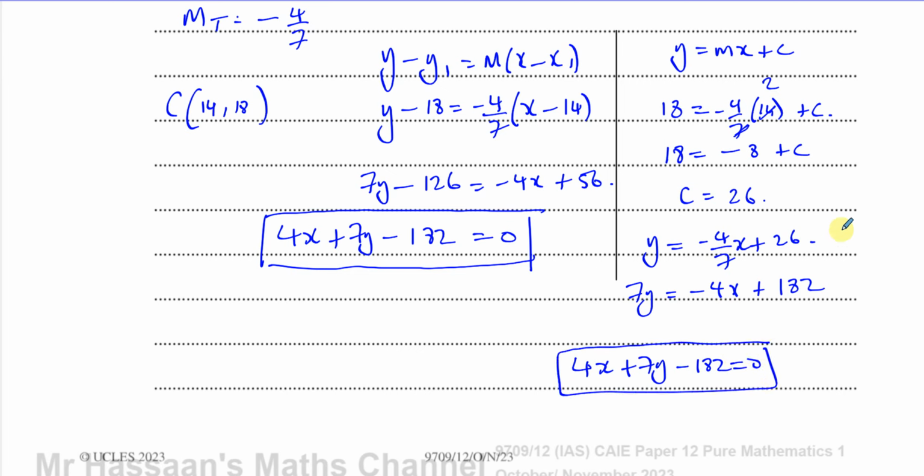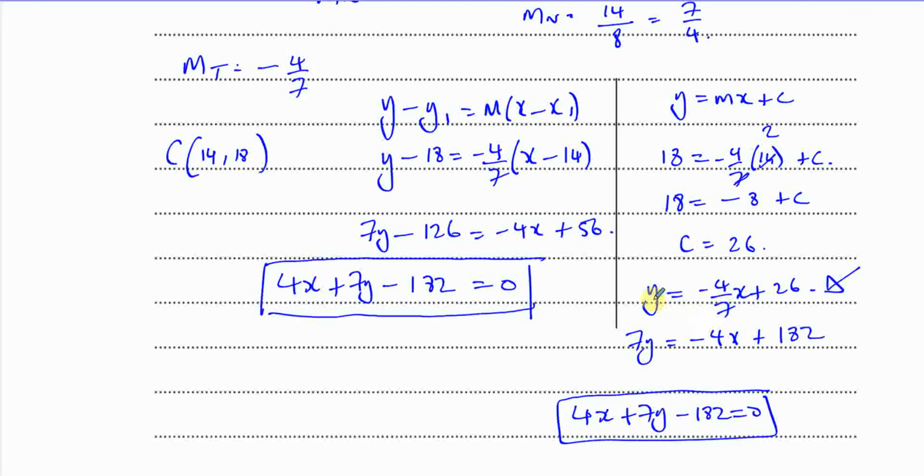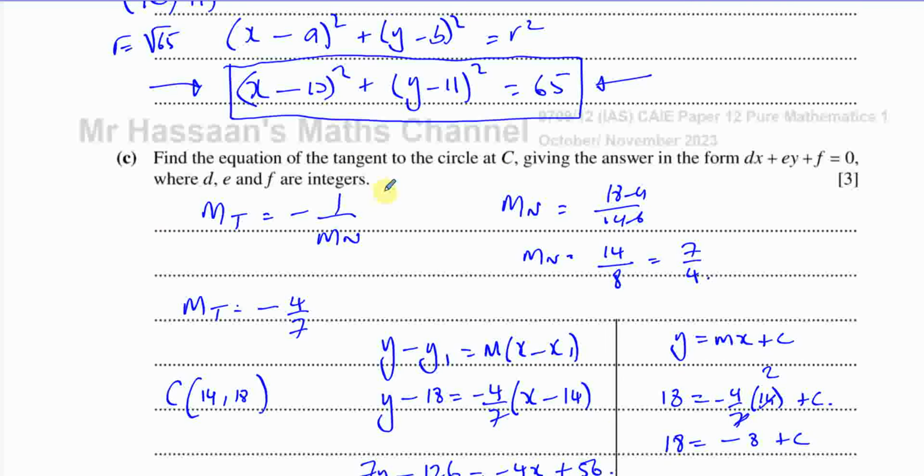Okay, in the end, you can't leave it like this. You have to put it in this form because the question tells you very clearly to use this form, and d, e and f are integers. That's why you can't leave it like this. You can't say 4 over 7x plus y minus 26 equals 0, because they have to be integers. So don't lose and throw away marks by not reading the question properly.